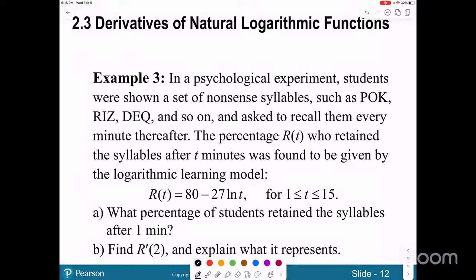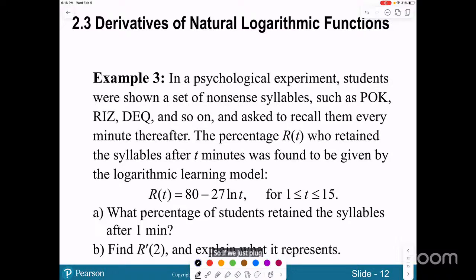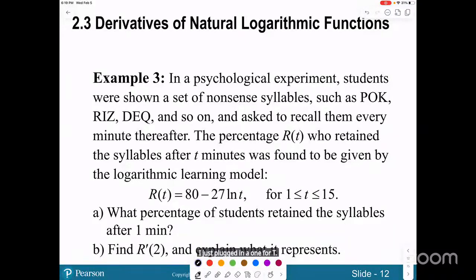The derivative should be the rate of change, the percent they remember per minute. So after each minute, what percent do they remember? Part A: what percentage of the students retain the syllables after 1 minute? I'm assuming that means when t is 1. If we plug 1 into this function, the natural log of 1 is 0, so that second term is gone. So it looks like it's 80%. I just plugged in a 1 for t, so 80% of the students should retain. I'll mark that one as 80%.